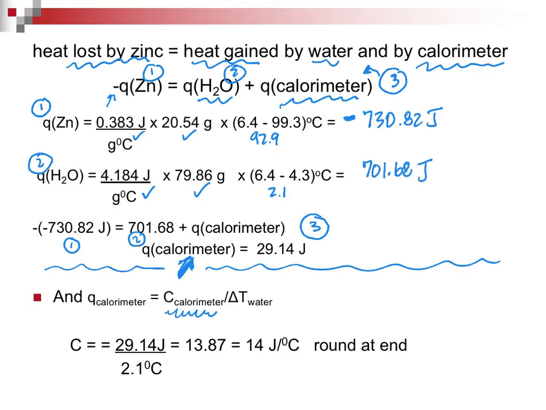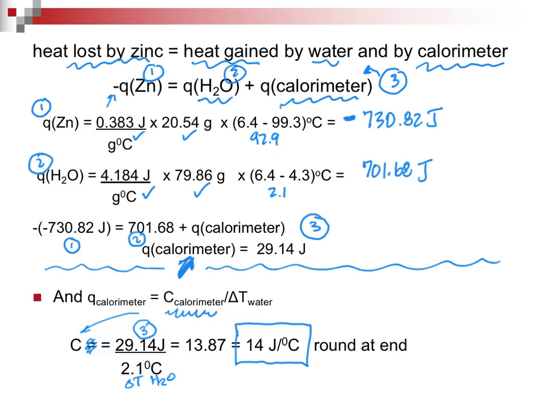And the way these are related is the heat of the calorimeter is the heat capacity of the calorimeter multiplied by the temperature change. So I rearranged this equation, 4C, gave you an extra equal sign. Here I put in my answer from calculation number 3. Here I put the delta T for the water. That's the one we use for this calculation. And I come up with a heat capacity of my calorimeter of 14 joules per degree centigrade.